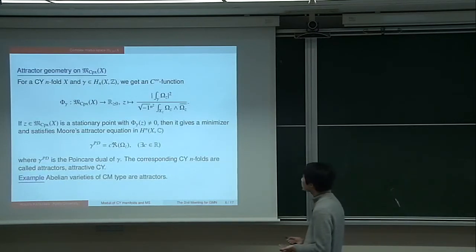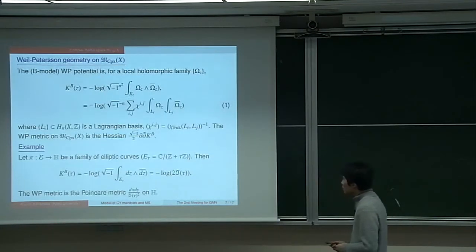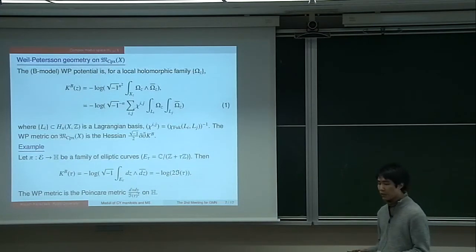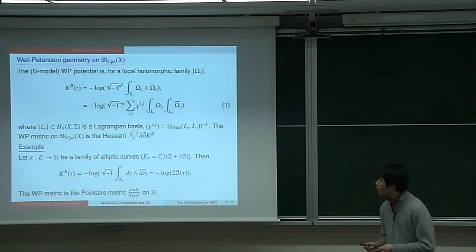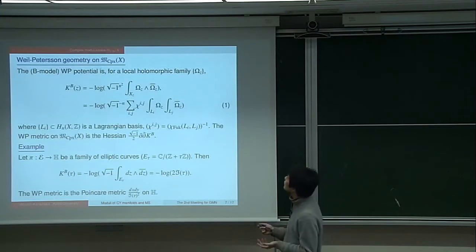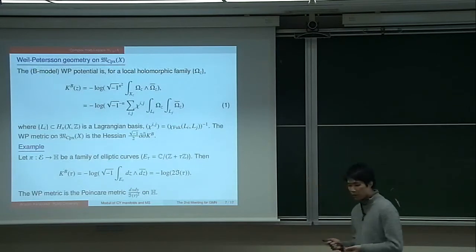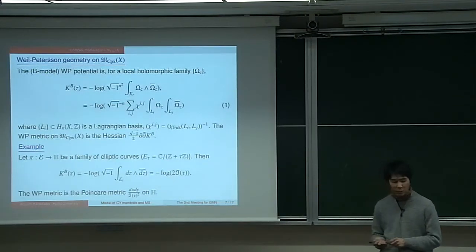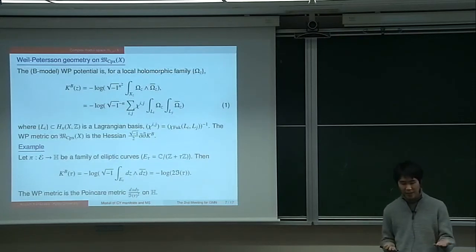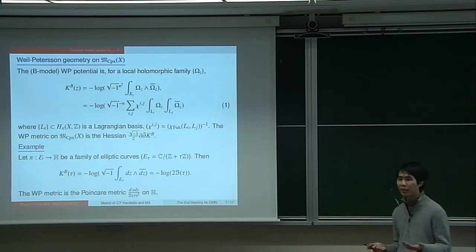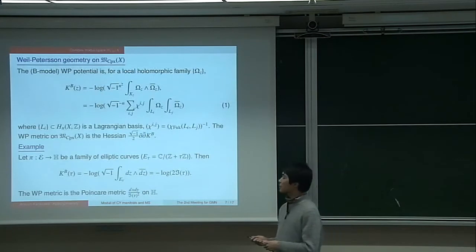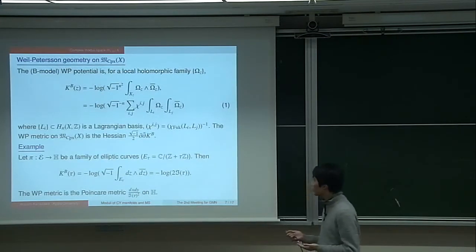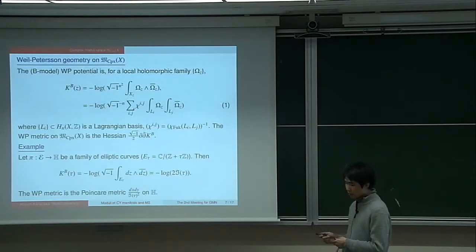Today I wanted to focus on the metric. So just like the moduli of Riemann surfaces, the moduli of Calabi-Yau manifolds carries a nice metric called the Weil-Petersson metric. It's a Kähler metric given as follows. So the B-model Weil-Petersson potential. I use B because in the mirror symmetry community, we use B for complex geometry and A for symplectic or Kähler geometry, and I'm going to use A later. So anyway, the B-model Weil-Petersson geometry is just a classical one. The Weil-Petersson metric is a Kähler manifold, so it should come from a Kähler potential.